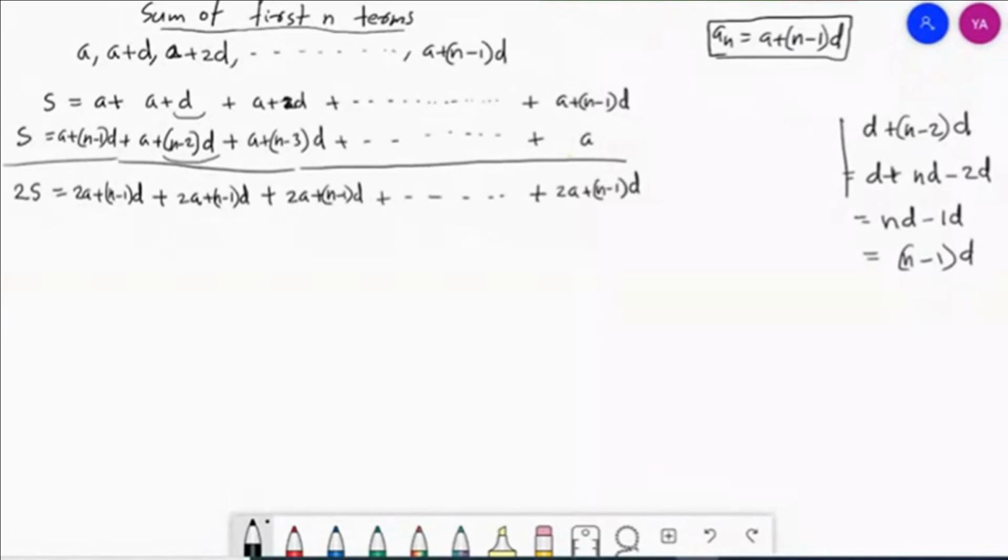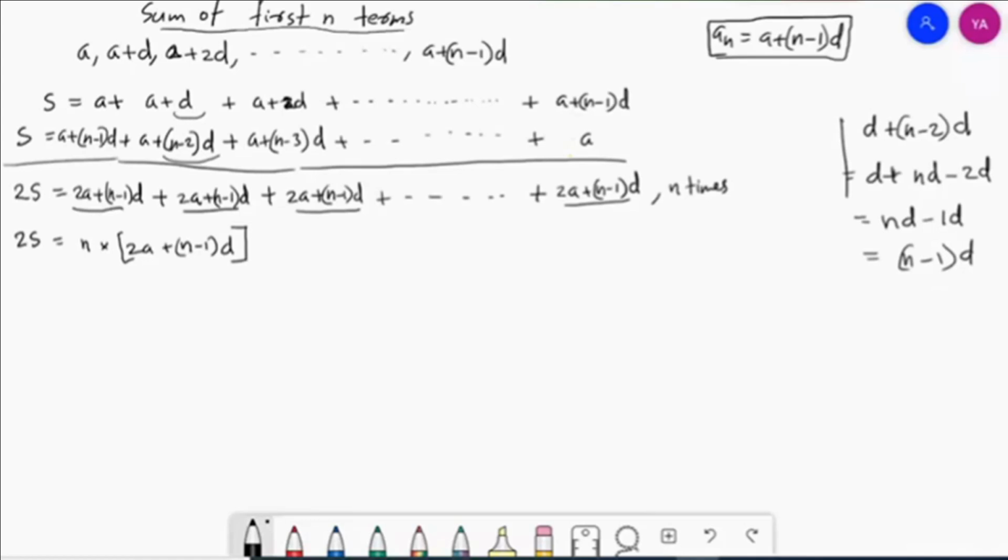So how many times do you get the same term, 2A plus n minus 1D? n times. There will be n terms, so you can write n times this same sum. So 2S will be 2A plus n minus 1D added n times. In the next step you can write 2S is equal to n into, in brackets, 2A plus n minus 1 times D.